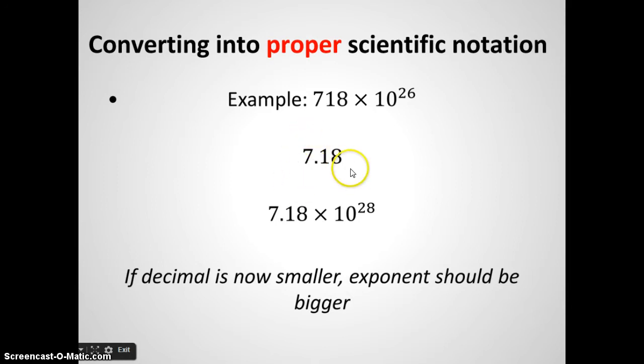So here's my number. So what did I do? I moved it over 2 more places. So I have to add 2 more exponents to my number times 10 to the 28th. So notice if the decimal is now smaller, the exponent should be bigger. Because I moved it to the left some more places, I had to add some more exponents, right?